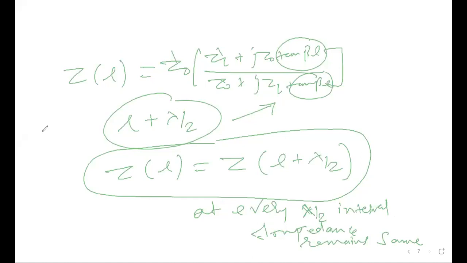Okay. So this is the first conclusion we have got. There are many other conclusions, but we will take a break. We will take a break of some 10 minutes and then we can resume at 10:05. So this was the conclusion that at every L equal to lambda by 2, the impedance remains same.